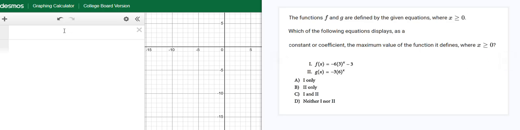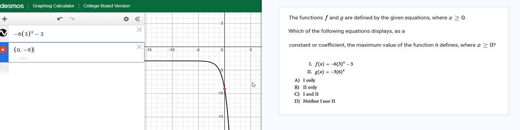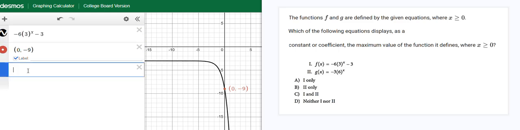All we have to do is type it in Desmos. As we know, -6 times 3 to the power of x minus 3, and here the function is graphed. So we go for the y-intercept, and as you see, the y-intercept is -9, and this is not -6, the coefficient of the function we have over here.